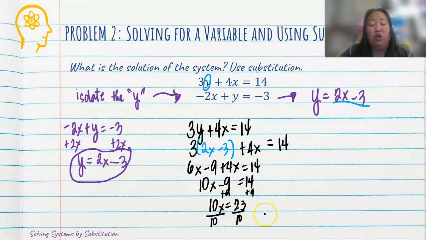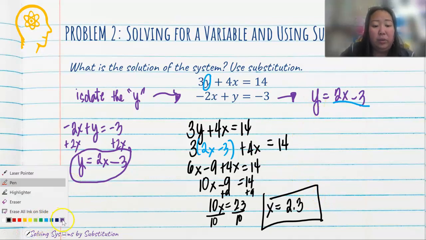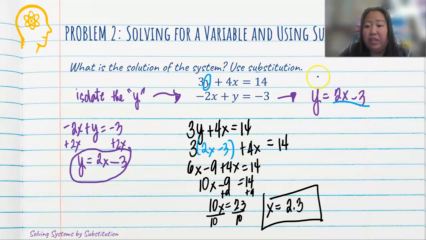All right, now just be very careful when MyMathLab is asking you to write your answer in fraction or write your answer in decimal form. So just be flexible with that. All right, so in this case, 23 divided by 10, that's going to be 2.3. That is the value of our x. Are we done? Not yet, because we need to find the value of our y. And how do we do that? Well, we already have this expression over here. It says there y is equal to 2x minus 3.